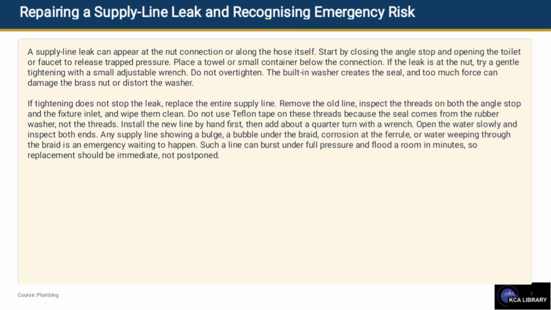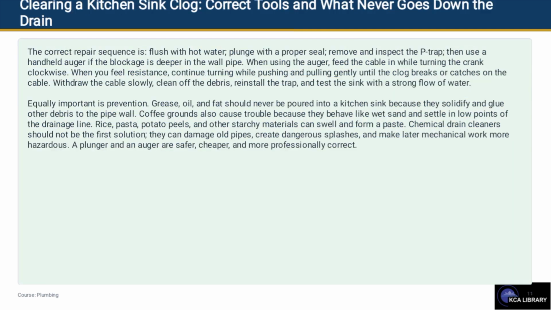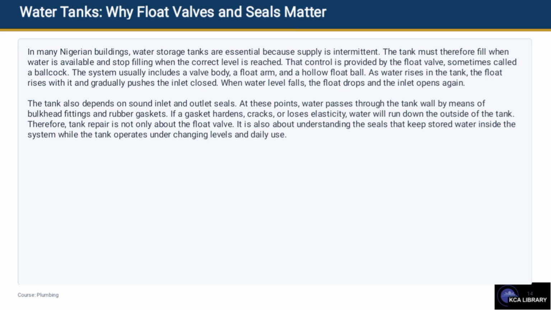Open the water slowly and inspect both ends. Any supply line showing a bulge, a bubble around the braid, corrosion at the ferrule, or water weeping through the braid is an emergency waiting to happen. Such a line can burst under full pressure and flood a room in minutes, so replacement should be immediate, not postponed.